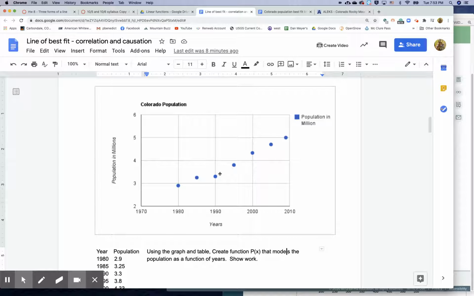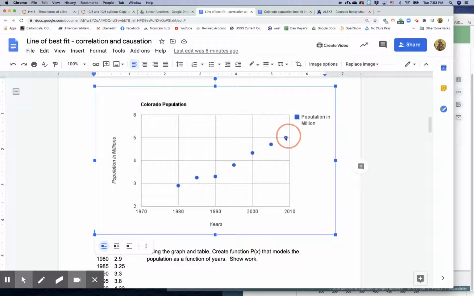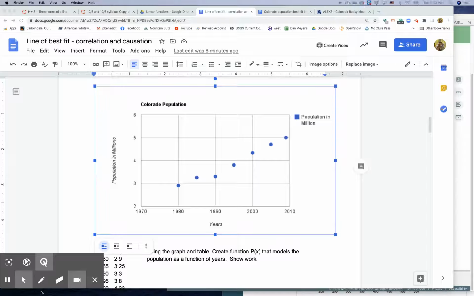And so a lot of times they'll look at data like this where they are looking at population, right, that grows over time. So here's the population of Colorado and the data going from 1980 to 2010. And you can see that it is a fairly linear trend. Now, we are going to estimate it or approximate it by creating a line of best fit, right?